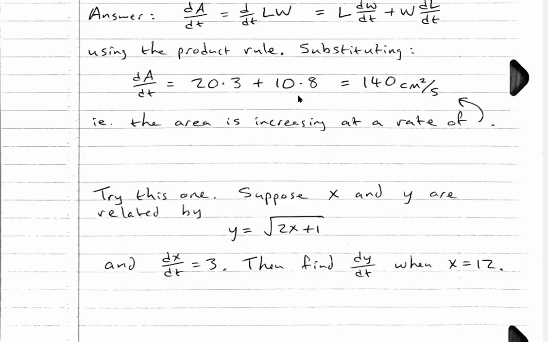Okay, so here's one for you to try. Our two quantities, x and y, are related by this formula. So y is equal to the square root of 2x plus 1. x is changing, so dx/dt is 3. The question is to find dy/dt when x is 12. Okay, so no units to worry about here.